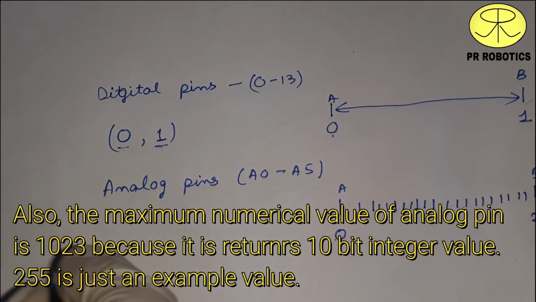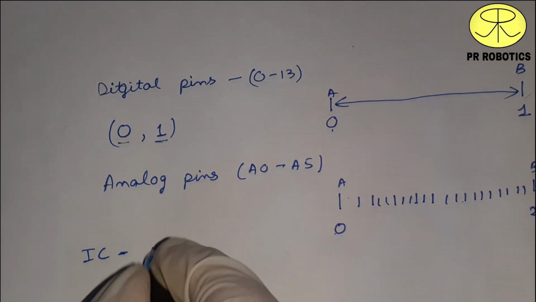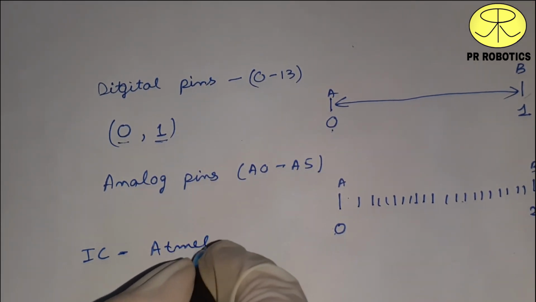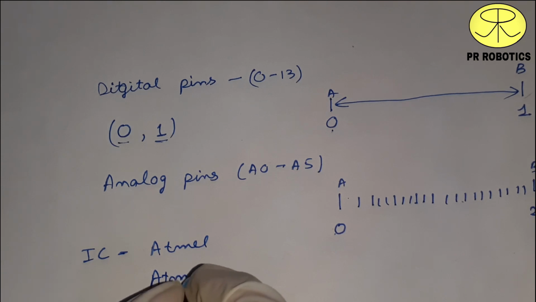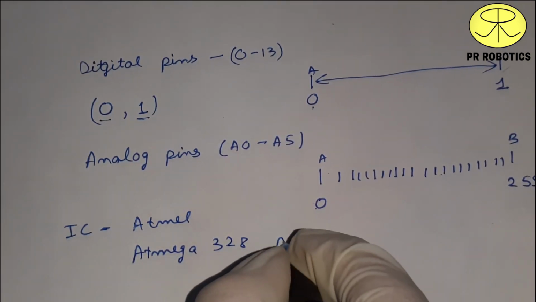Then we have the IC. The main IC which we use here is the Atmel ATmega328 microcontroller.